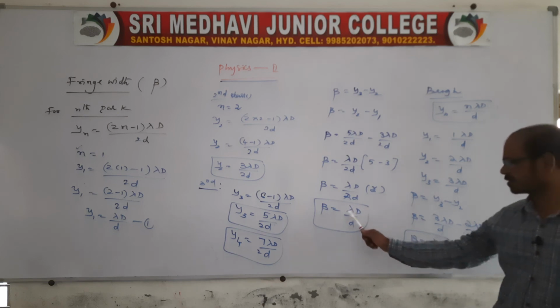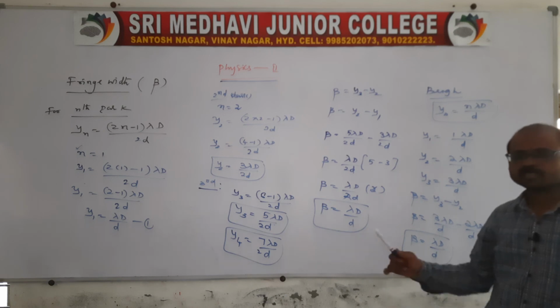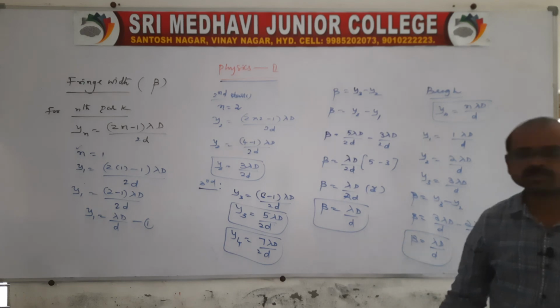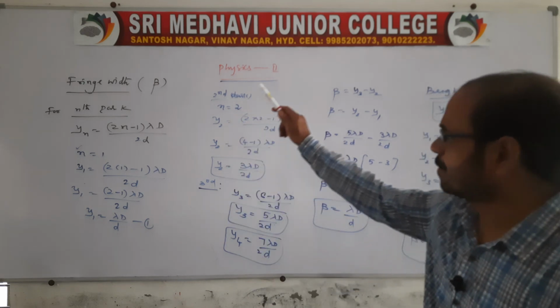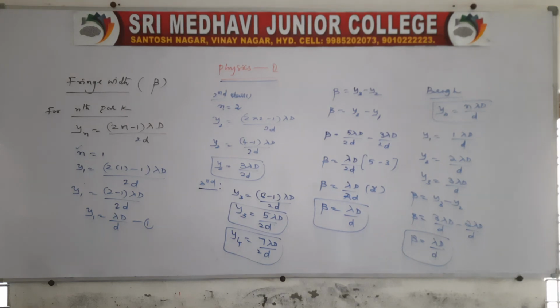We know lambda is the wavelength, capital D is the distance between the screen and the slits, and small d is the distance between the two slits. This is about fringe width. So go through this question, as it will come in the final examination for 4 marks.